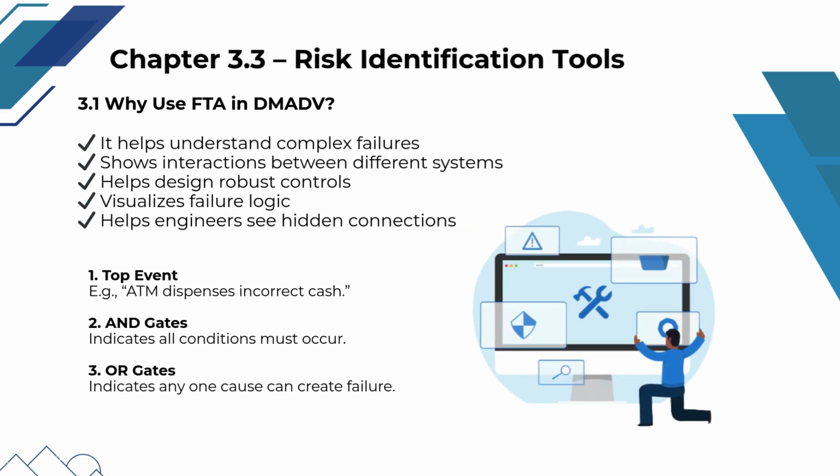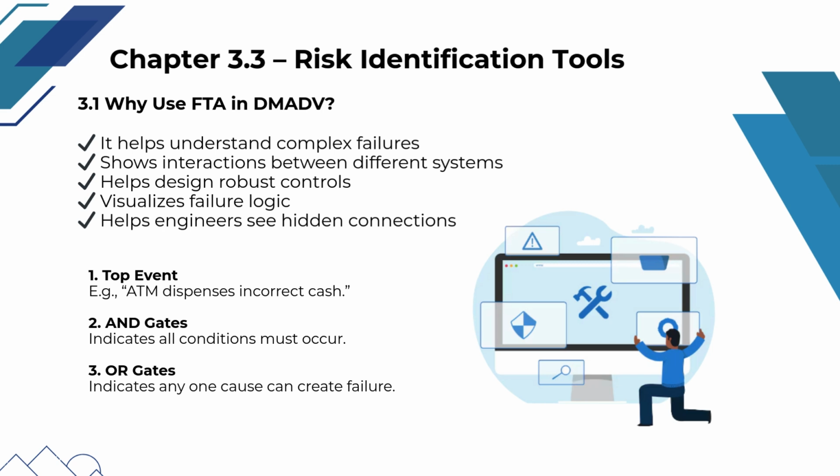DMADV fault tree analysis is used to understand complex failures and visualize how different system components interact, which helps in designing robust controls and uncovering hidden connections that might not be obvious. The process begins with defining a top event, such as ATM dispenses incorrect cash, and then traces backward using logical gates to map causes and contributing factors.